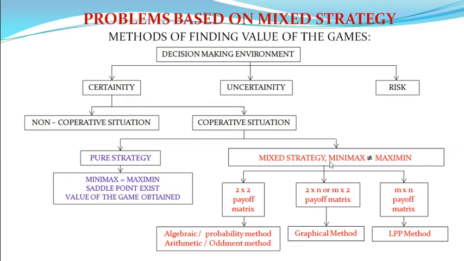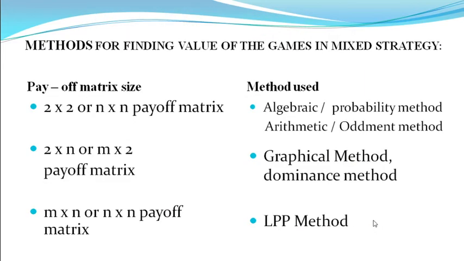But in this session we will see the problems that come under mixed strategy. For the mixed strategy we don't get the equality of maximin and minimax; they will not be equal. Based on the size of the pair of matrix, we can use methods to find the value of the game, whether it is 2 cross 2, 2 cross n, m cross 2, or m cross n. Let's list out the methods. What are the methods we have?